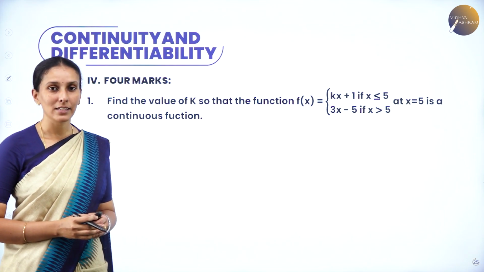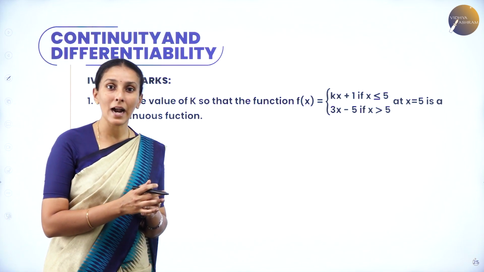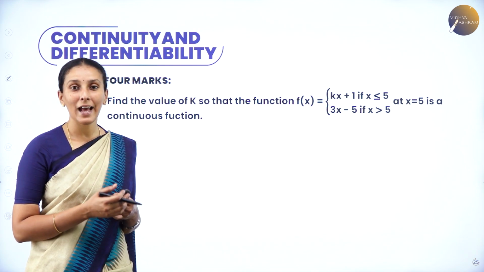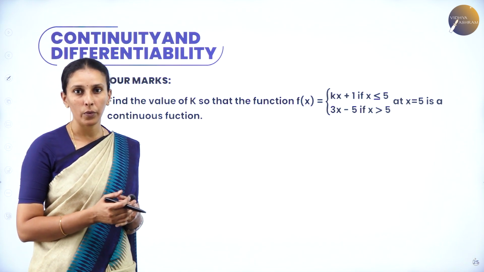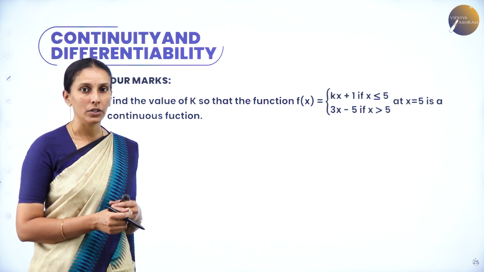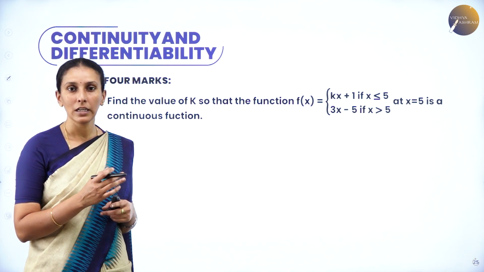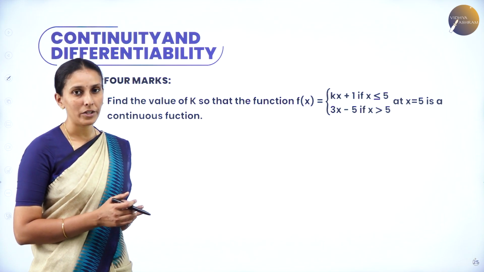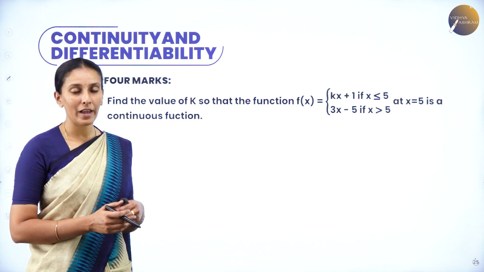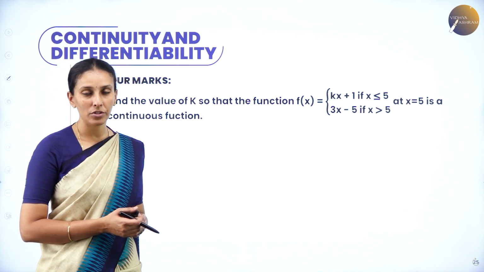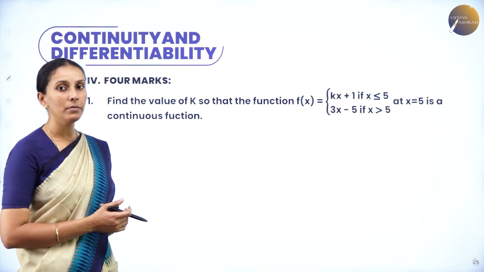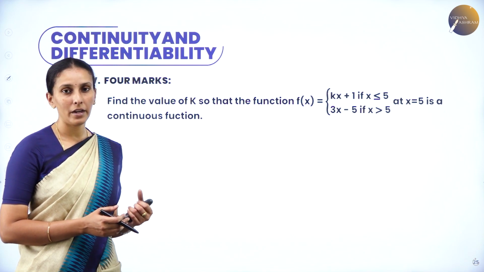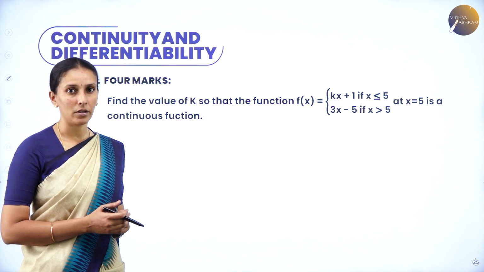Now we have the last type of question from this chapter under part E section. We have already discussed that in part E section you will be having one 6 mark and one 4 mark question to attend. You have 6 mark questions from the chapters linear programming and integration, and 4 mark question from determinants and continuity. We have already discussed 4 mark questions under determinants, so we are discussing continuity. You need to just write either determinants or continuity under the 4 mark questions.